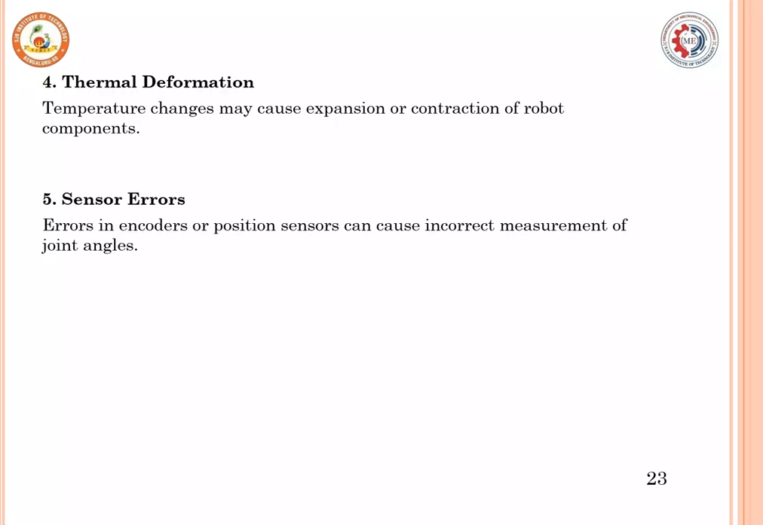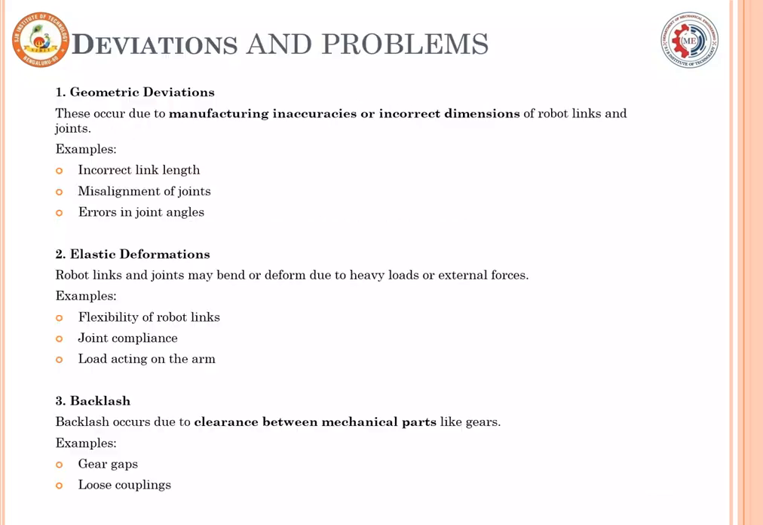Further, temperature changes cause the expansion and contraction of the robot. Due to the continuous working of the robot, there may be thermal deformation of the robotic system. There may also be sensor errors in encoders or position sensors, which can cause incorrect measurement of joint angles. So like this, with different types of deviations, we can expect problems while the robot is going to work.